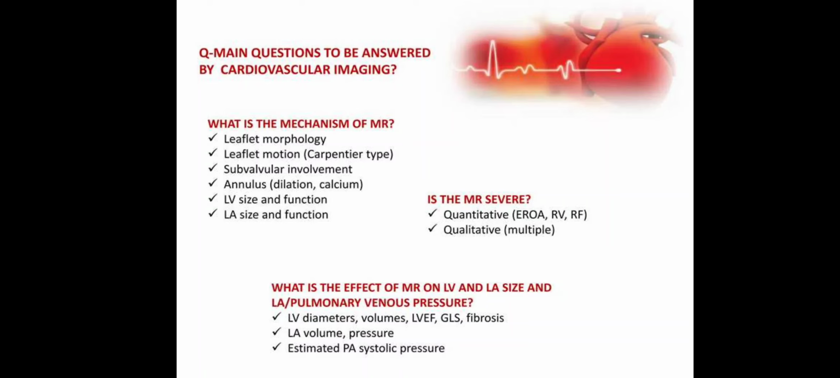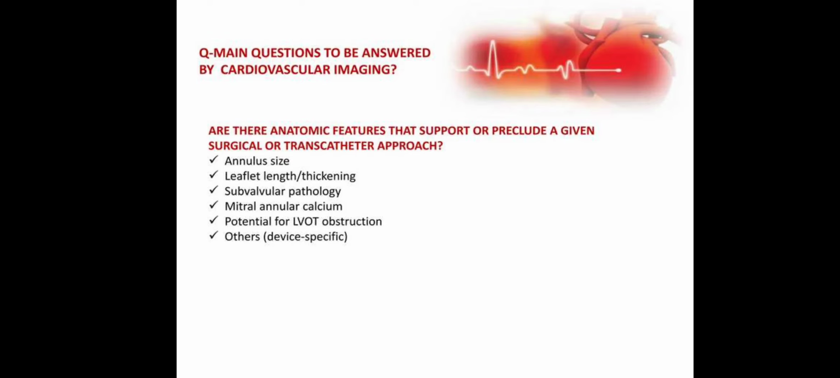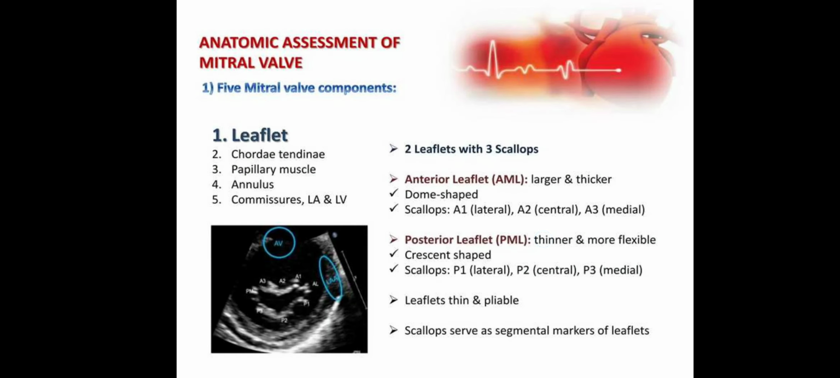What is the effect of MR on LV and LA size and on pulmonary venous pressure? LV diameters, volumes, LV ejection fraction, GLS, fibrosis, LA volume, pressure, estimated PA systolic pressure. Then, are there anatomic features that support or preclude a given surgical or transcatheter approach? Annulus size, leaflet length or thickening, subvalvular pathology, mitral annular calcium, potential for LVOT obstruction, others device specific.